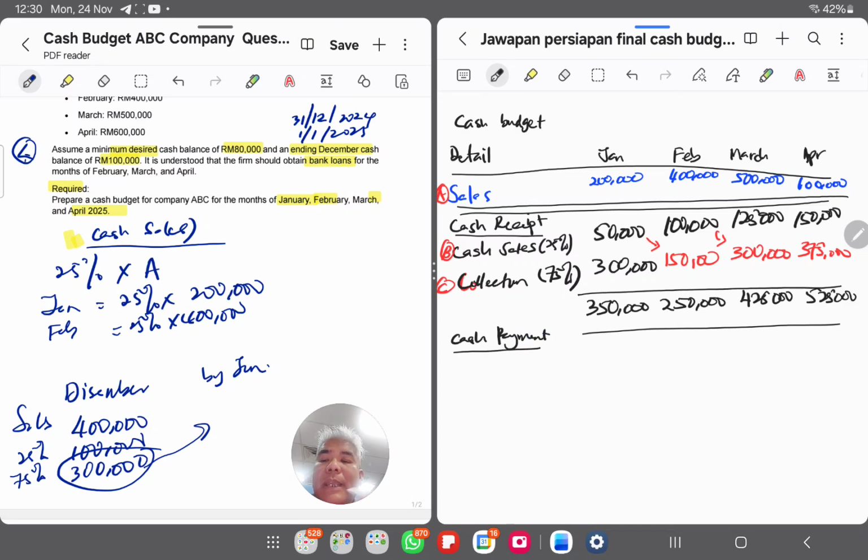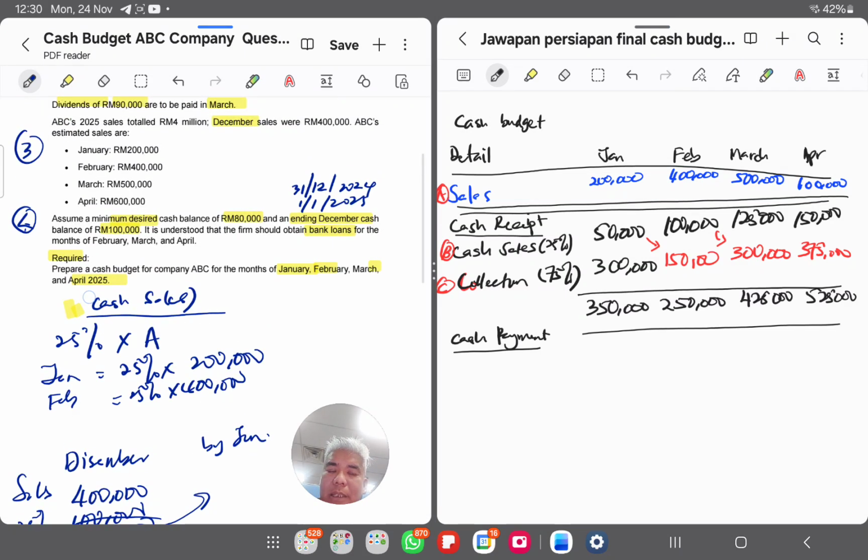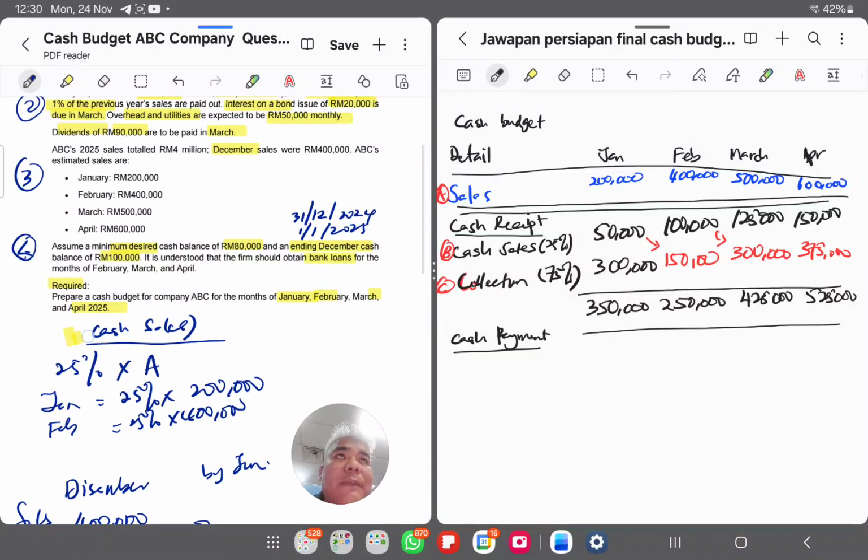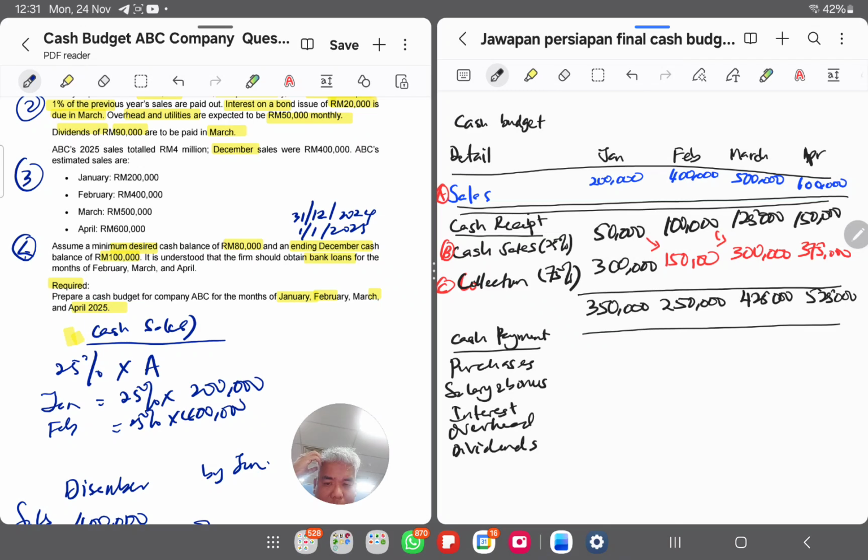Cash payment: we need to pay the amount. What are the details of the payments you have to pay every month? Payment for purchase, and then salary and bonus, and then interest, and then overhead, and then dividends. So we settle the easy one first, which is salary.